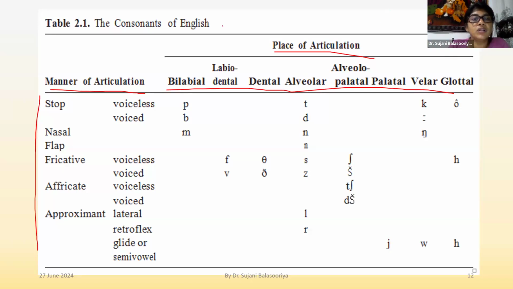For example, if you identify /p/ here, that is a bilabial consonant, and a stop consonant, which is voiceless. Likewise, whatever consonant sound you pick, you should be able to identify the place and the manner as well as voicing. Wherever you identify any sound, any symbol, you need to know that. So this table will help you to remember. I don't advise learning this by heart, no need. But all this information is included in this one single table, so you can use it very easily to understand and also to remember the sounds.